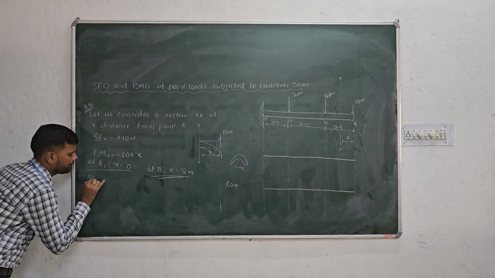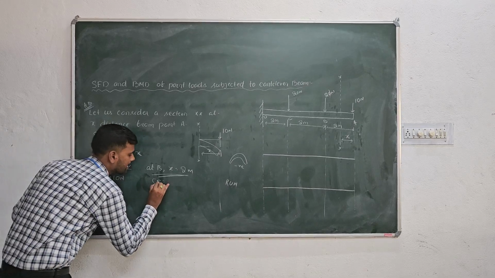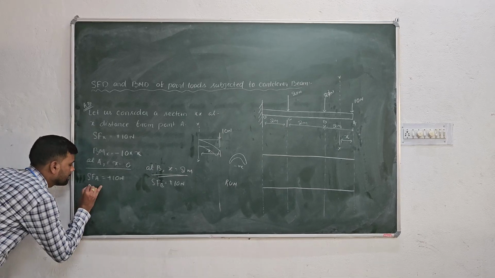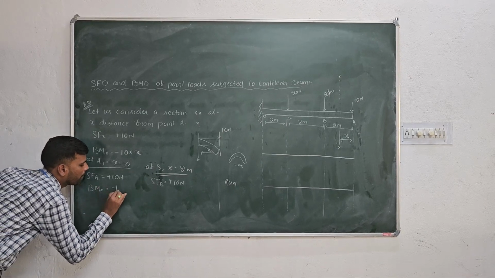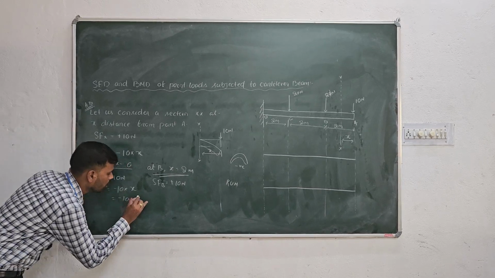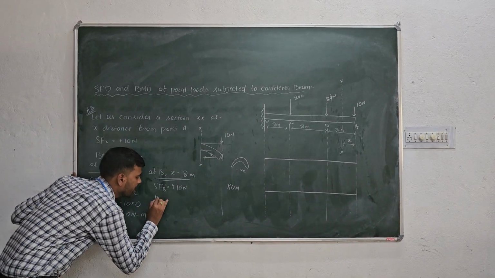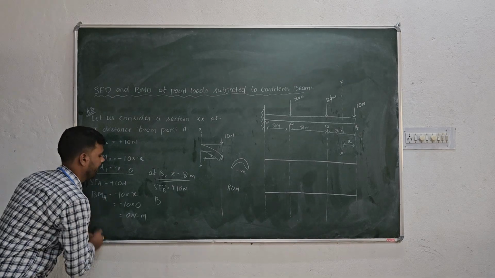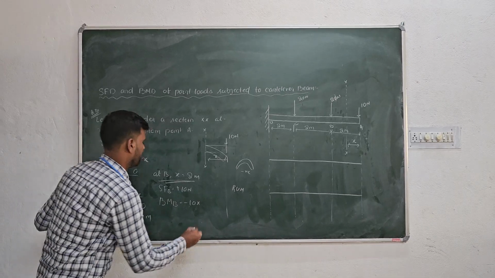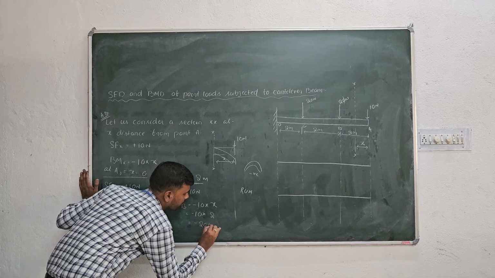Now put here SF at A. This is independent of x, so plus 10 Newton. SF at B, as it is independent of x, this is also plus 10 Newton. Now BM at x is equal to minus 10 into x, and here the x value is 0, so 0 Newton meter. Similarly, bending moment at A, here this one. Bending moment at B will be minus 10 into x distance x, that is minus 10 into x equal to 2, that is minus 20 Newton meter.